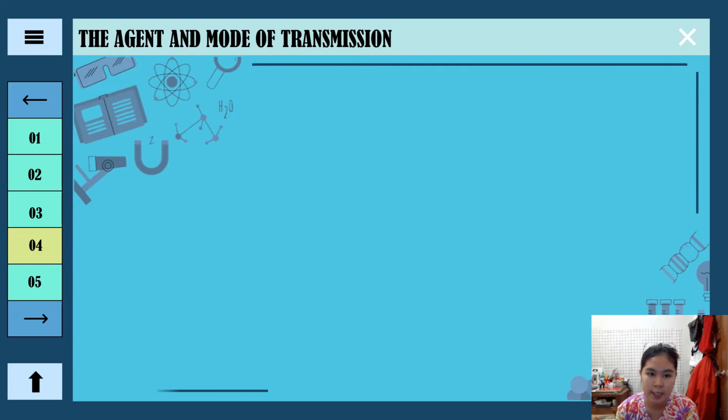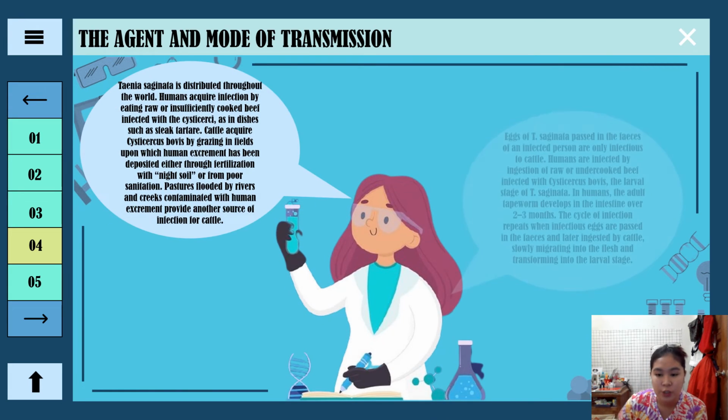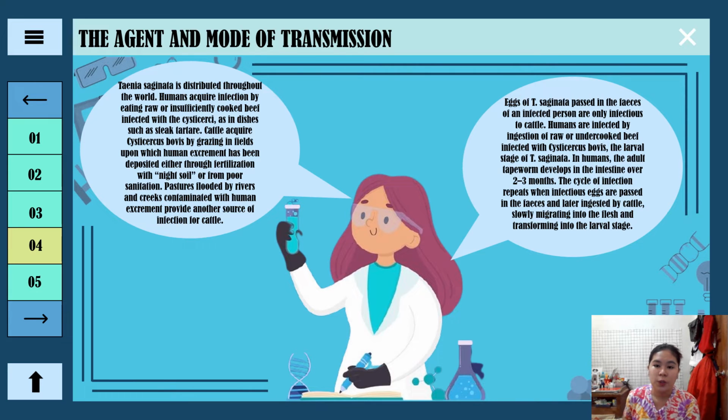Here we have the agent and mode of transmission of Taenia saginata. So, eggs of Taenia saginata passed in the feces of an infected person are only infectious to cattle. Humans are infected by ingestion of raw or undercooked beef infected with Cysticercus bovis, the larval stage of Taenia saginata. In humans, the adult tapeworm develops in the intestine over 2 to 3 months. The cycle of infection repeats when infectious eggs are passed in the feces and later ingested by cattle, slowly migrating into the flesh and transforming into the larval stage.